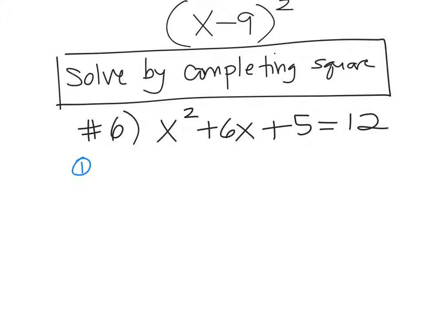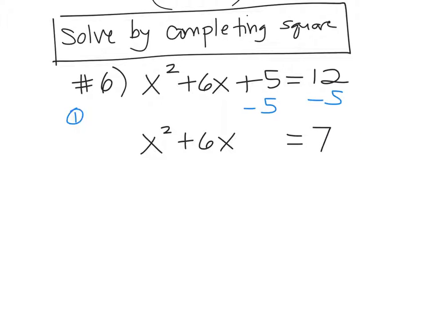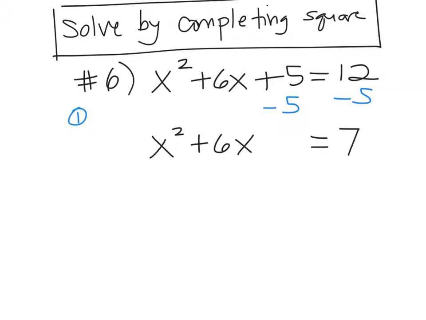5's not a perfect square. It's messing up the whole left side that you're trying to make into a perfect square. So you're going to banish it. You're going to subtract it over to the other side, so that you get x squared plus 6x equals 7. Here comes step number 2.